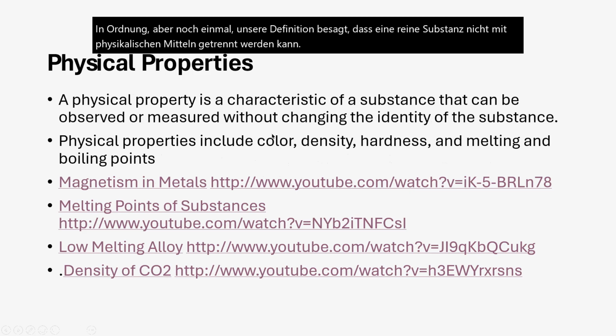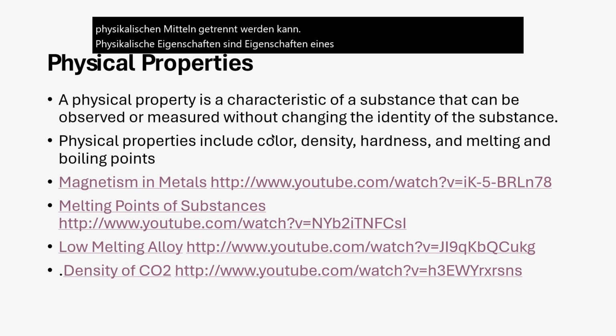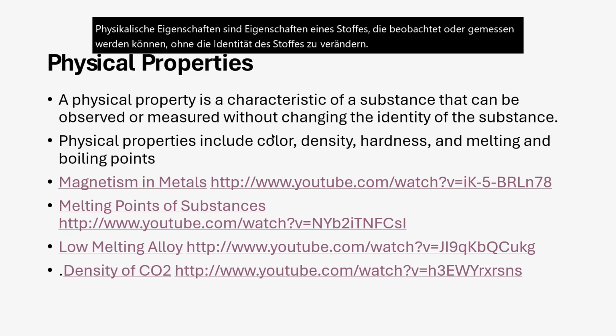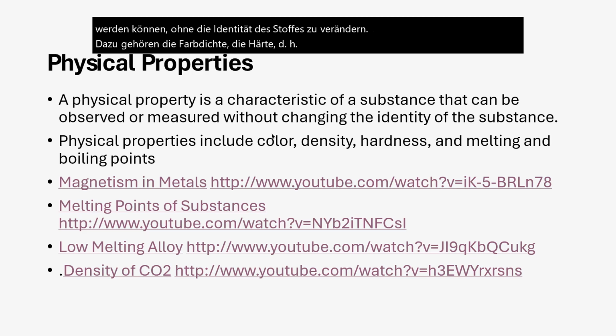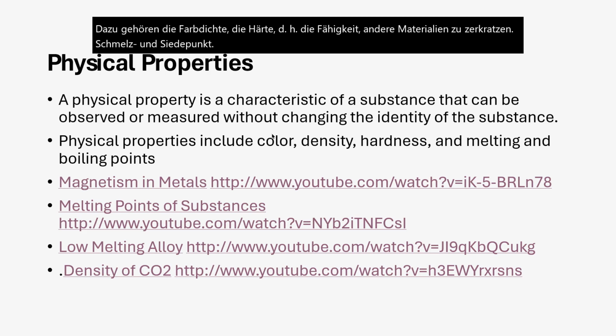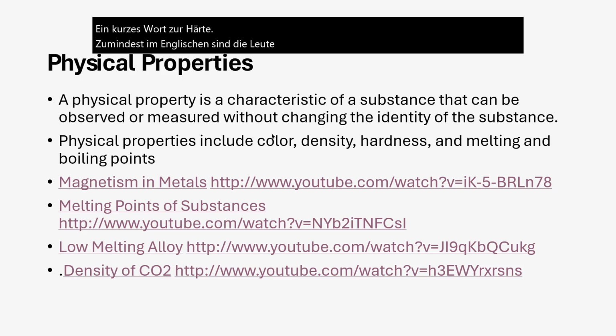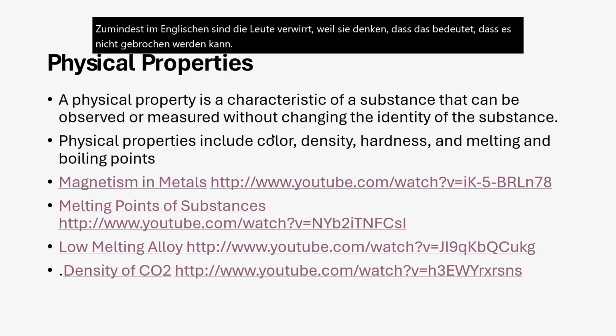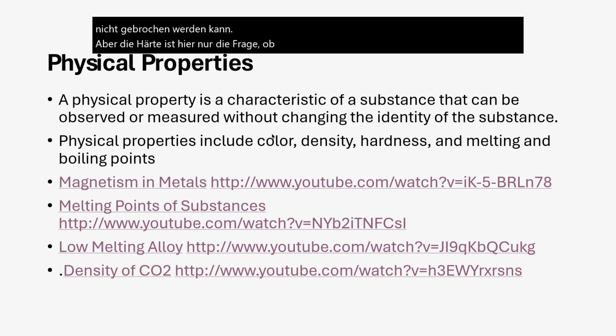Physical properties are characteristics of a substance that can be observed or measured without changing the identity of the substance. These include color, density, hardness, which is the ability to scratch other materials, melting, and boiling points. A quick word about hardness. At least in English, people get confused because they think that means that it can't be broken. But hardness here is just whether or not it will scratch another substance.